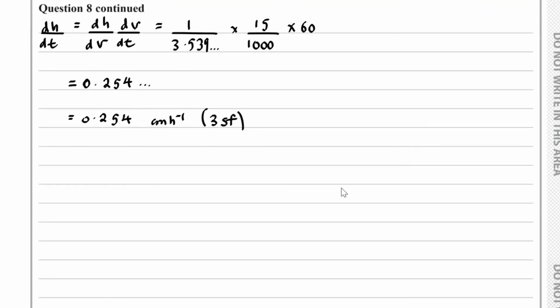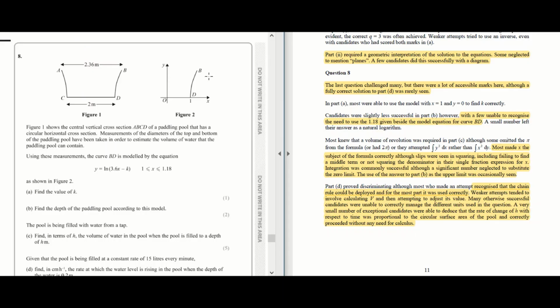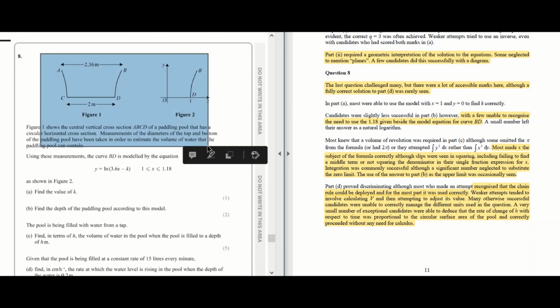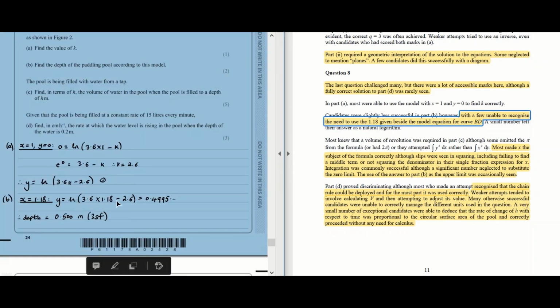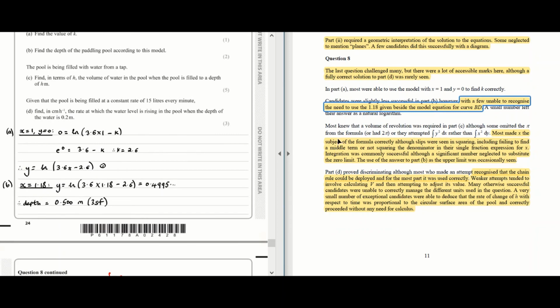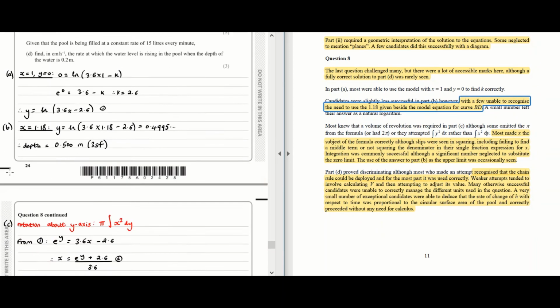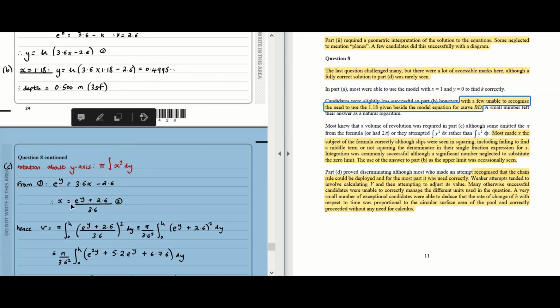Okay. Question 8 was basically an integration question, a volume of revolution question. This question surprisingly challenged many. This topic used to be on the regular A-level maths spec of the old spec, so I thought it was a pretty easy question. Part A, most were able to use the model with x equals 1 and y, which is good. Part B, a lot of people were unable to recognize that you had to use this 1.18. And then for part C, a lot of people recognized that you had a volume of revolution question. So at some point you have to rearrange for x and then substitute back into here.